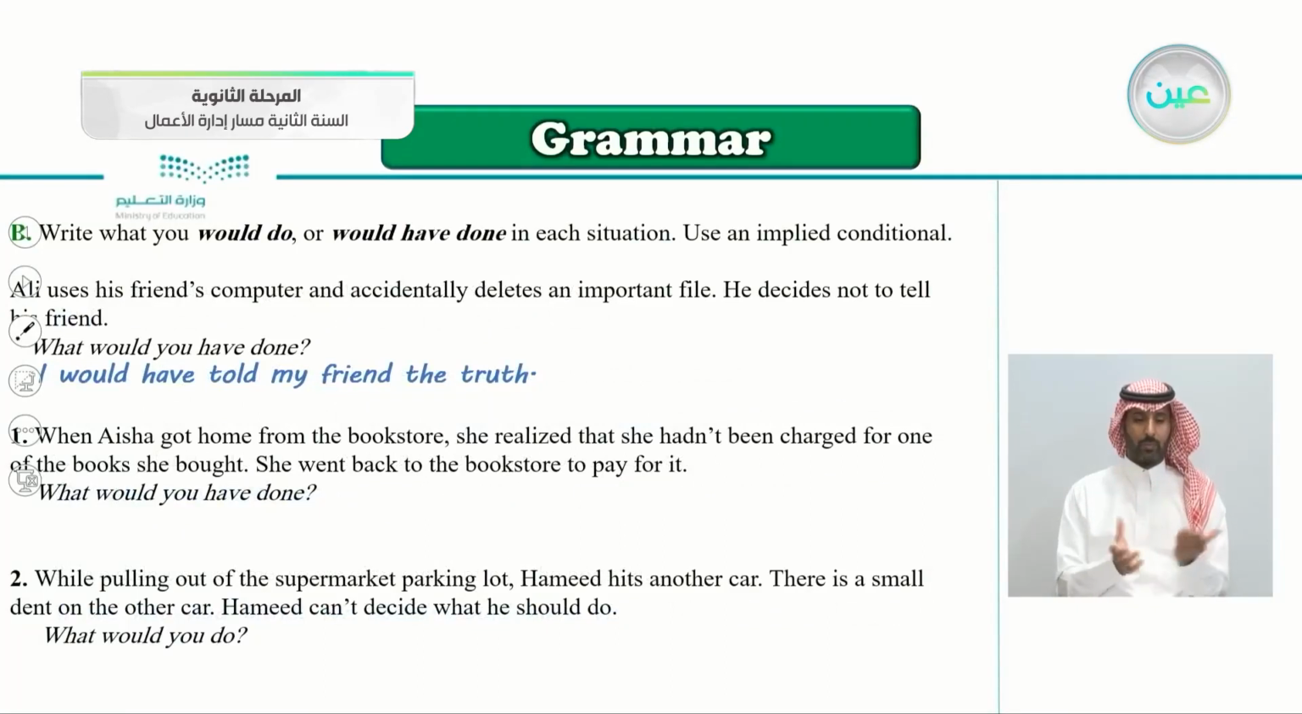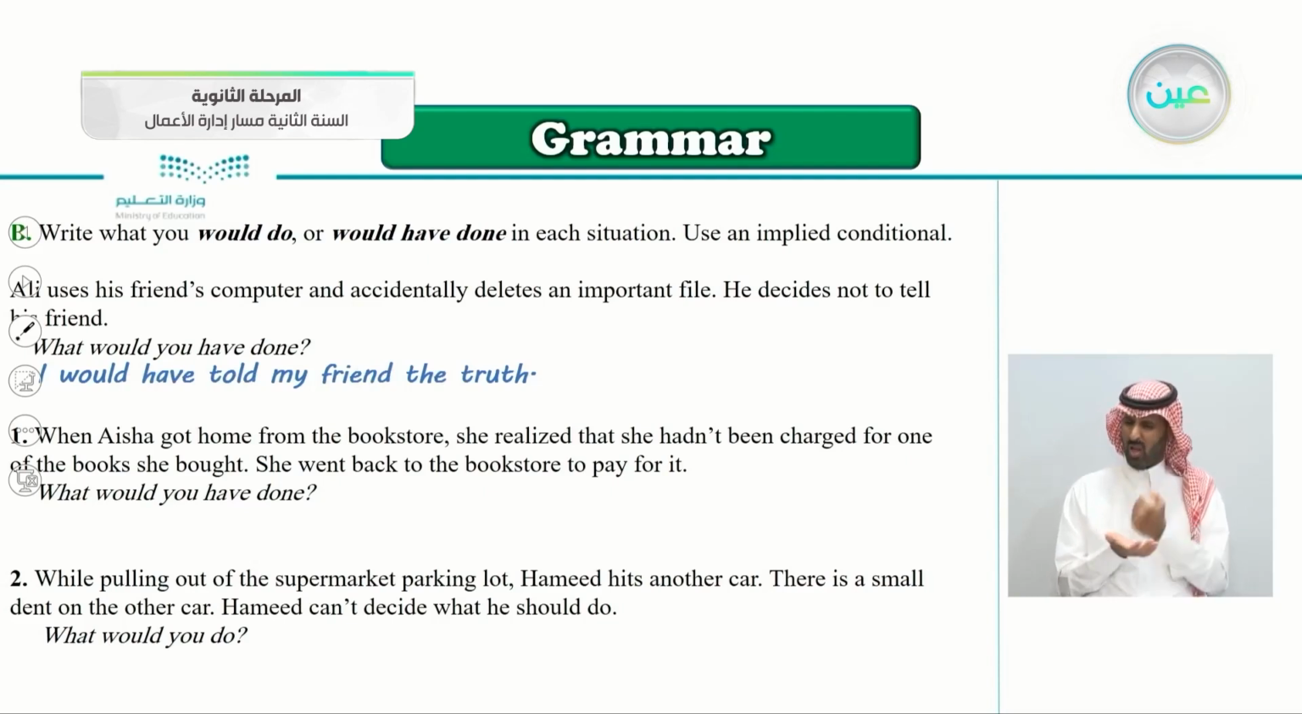Exercise B here. Write what you would do or would have done in a situation. Use an implied conditional. The first one is already done. Ali uses his friend's computer and accidentally deletes an important file. He decided not to tell his friend. So what would you have done? You say here, I would have told my friend the truth, of course.